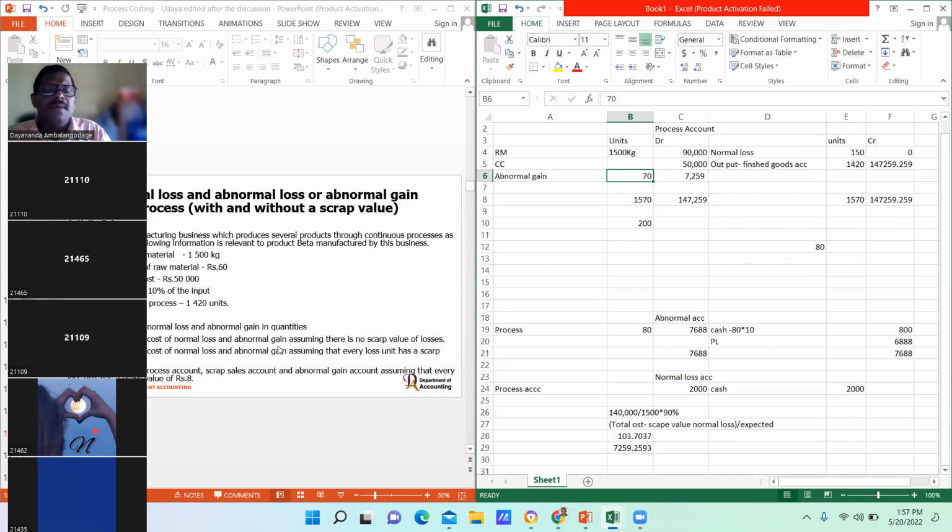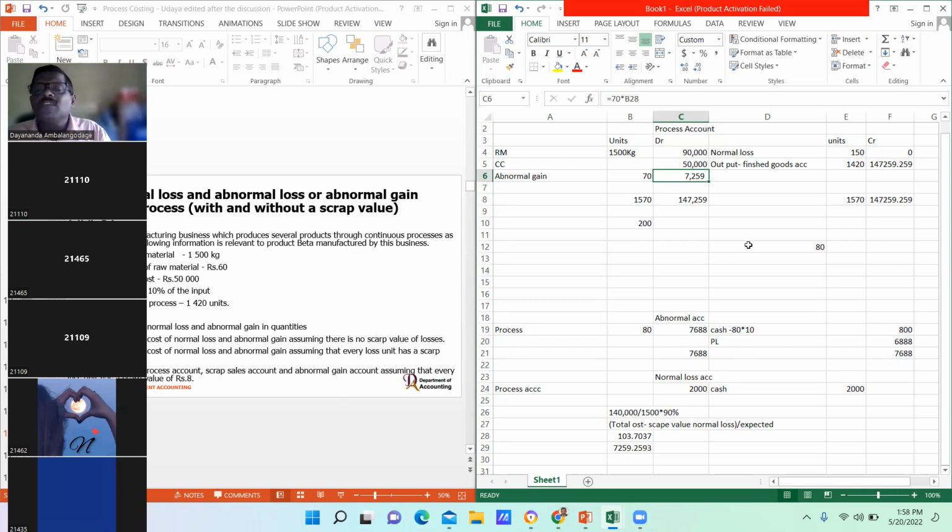Calculate the cost of normal loss and abnormal gain, assuming that there is no scrap value. So we calculate the value of the normal loss is 0 and abnormal gain is 7,259. Calculate the cost of normal loss and abnormal gain, assuming that every loss unit has a scrap value of 8 rupees.